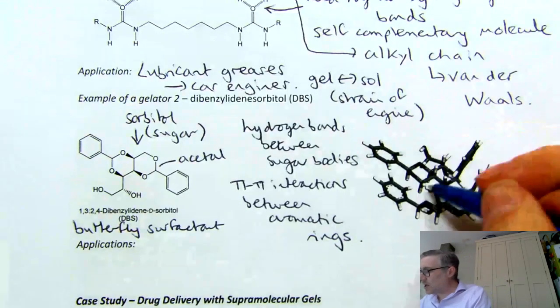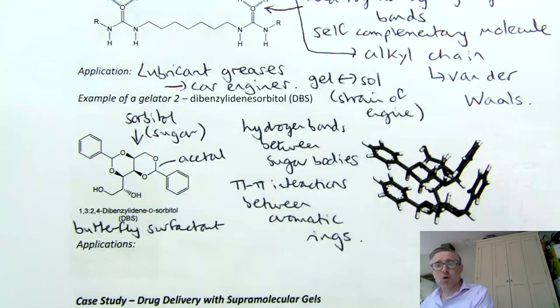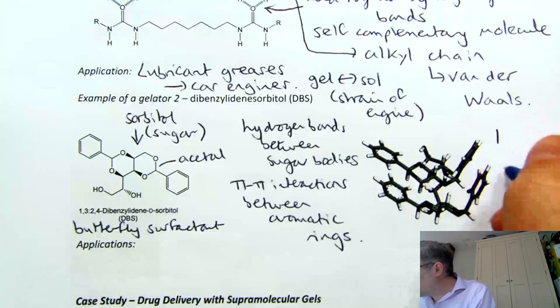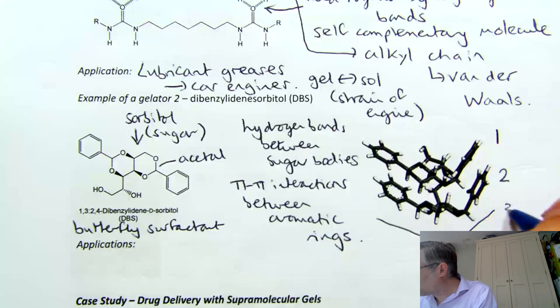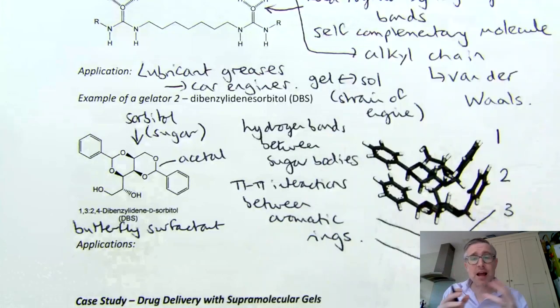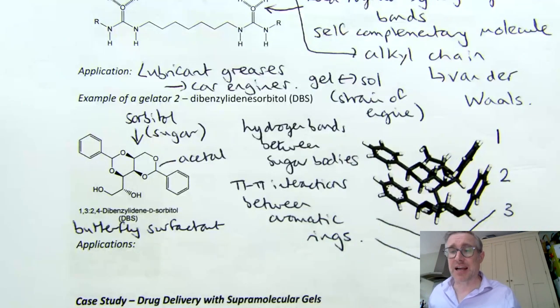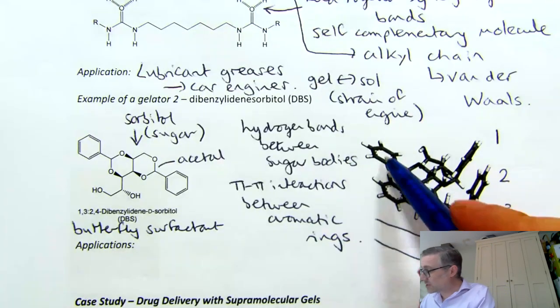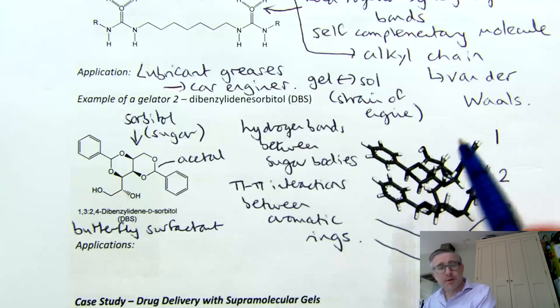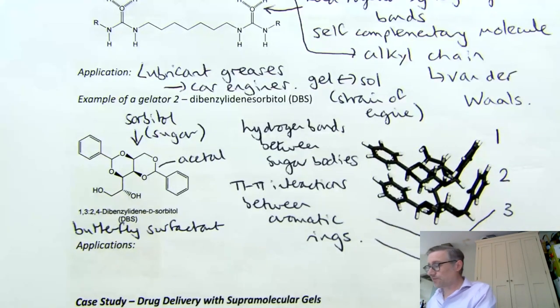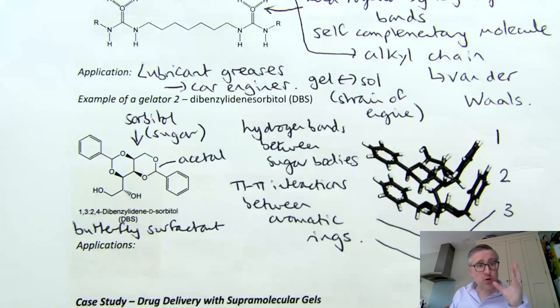And you can see here the butterfly stacking one on top of the other. So this is one molecule, two molecules, and you can see that will be 3 and 4 and so on, forming a stacked array of dibenzylidene sorbitols. You can see where the pi-pi interactions will sit, and you can see the hydrogen bonds between the bodies of these molecules. And this gelator is used for a number of things in the real world.